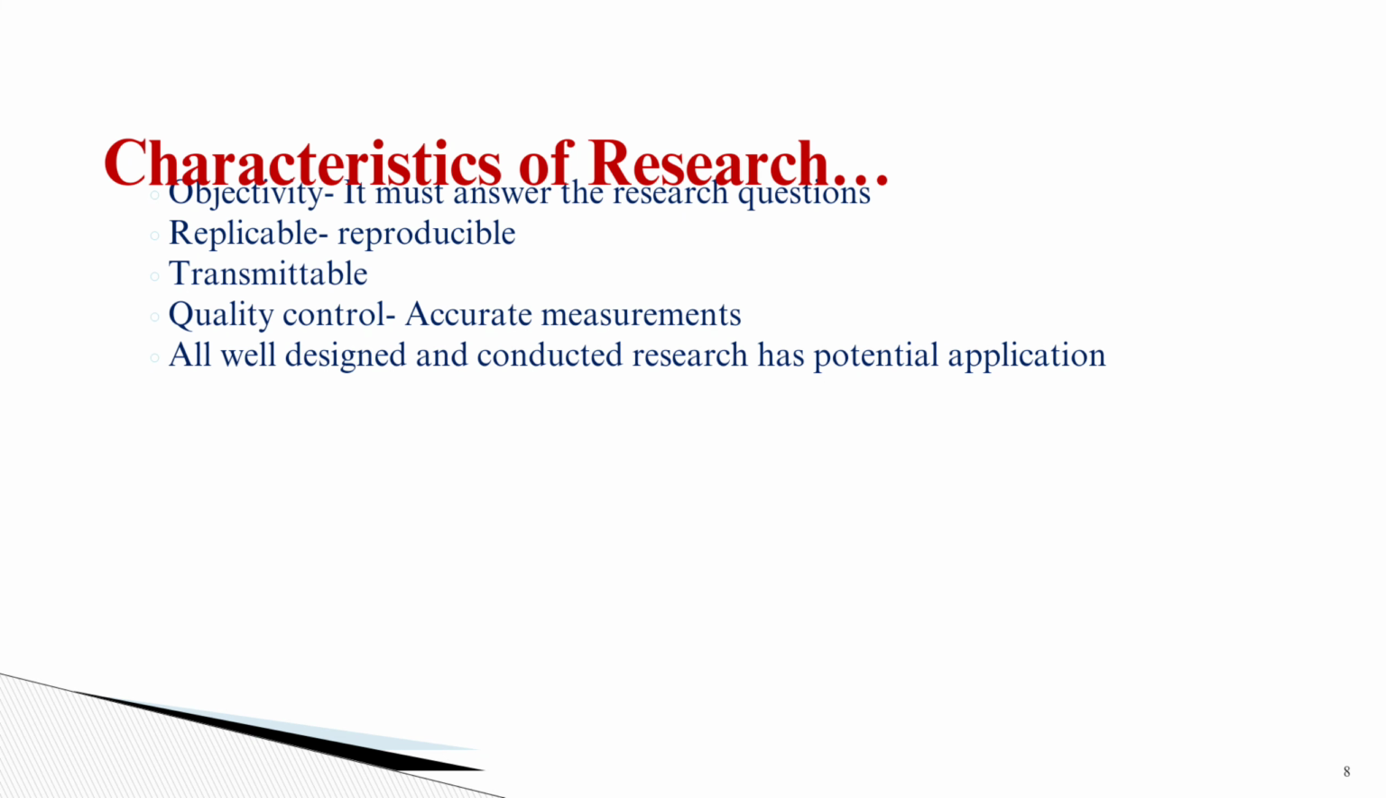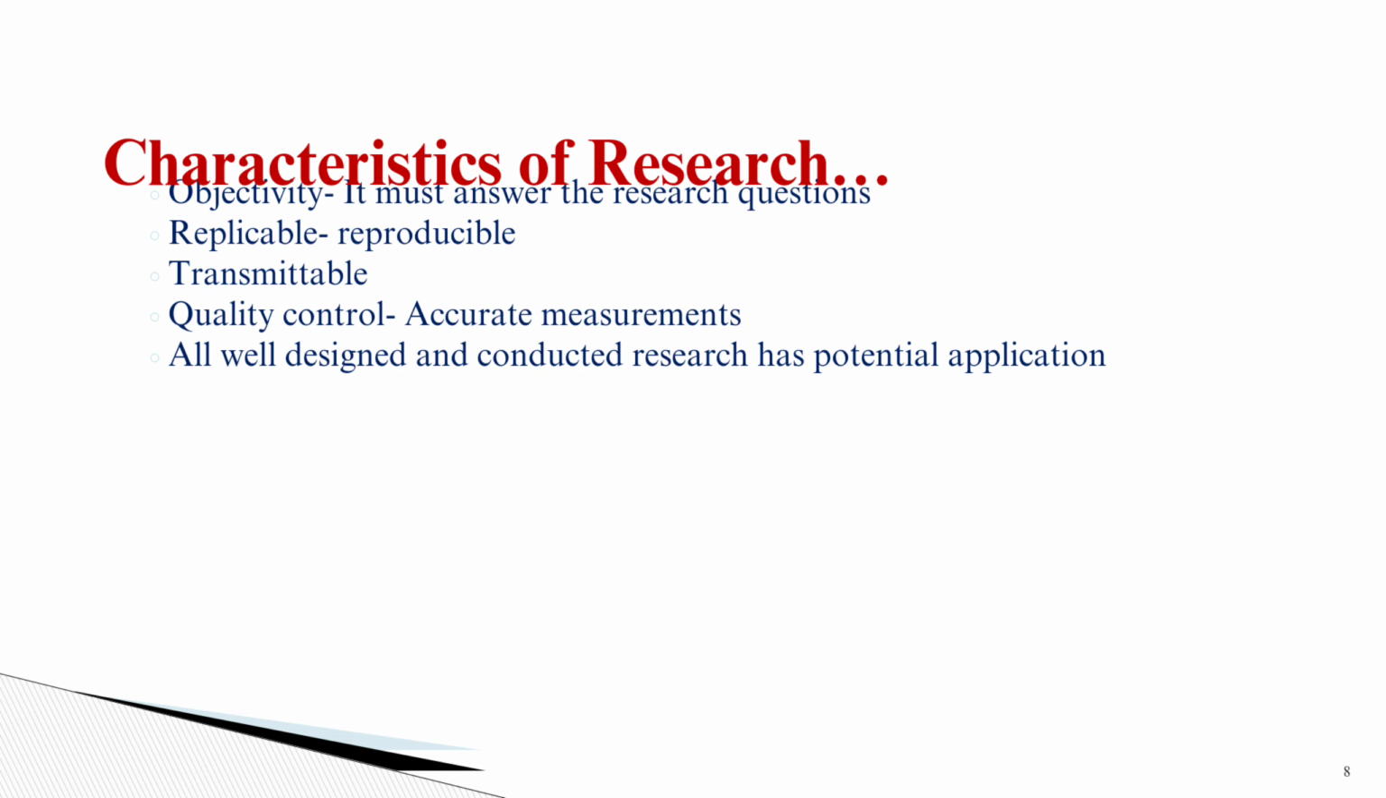Characteristics of research. First is objectivity. It must answer the research questions. It should be replicable, that is reproducible. It should be transmittable. Accurate measurements, that is quality control, must be maintained, and the research should be designed and conducted so that it has potential applications.